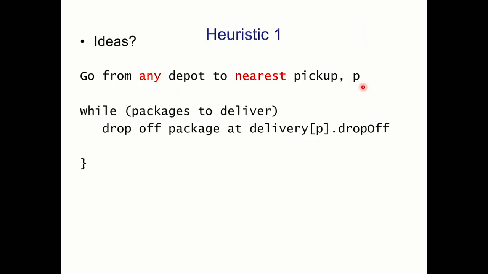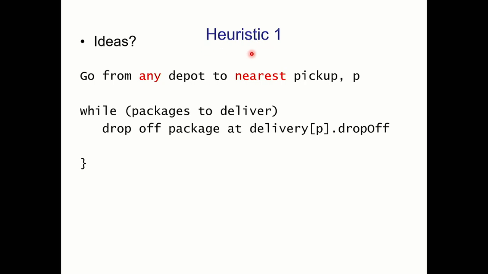I'm going to choose the area that is most densely populated in terms of deliveries, right? So let's look at the first idea, to try and visit the nearest intersection first. I'm going to go from any depot. I'm just going to choose a depot at random. And from there, I'm going to go to the nearest pickup. I'm calling it here P, okay?